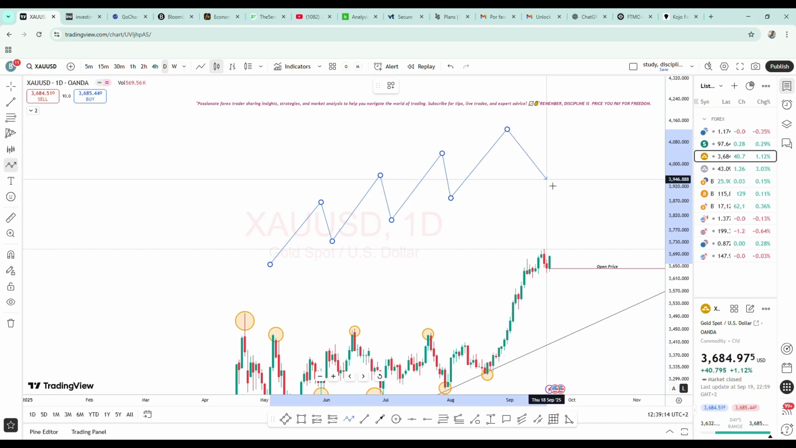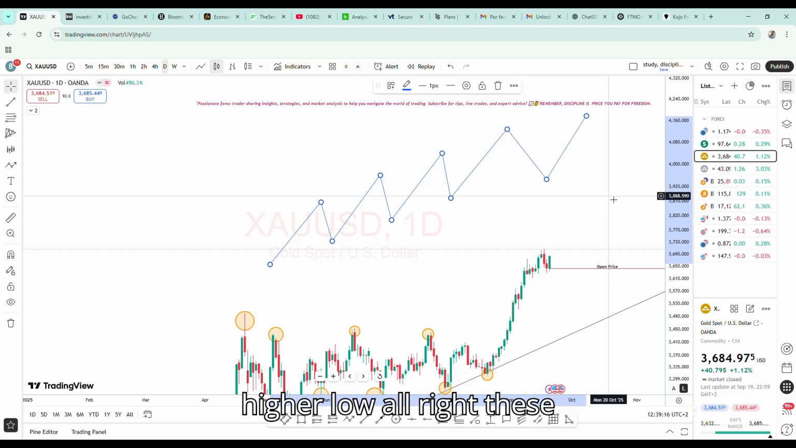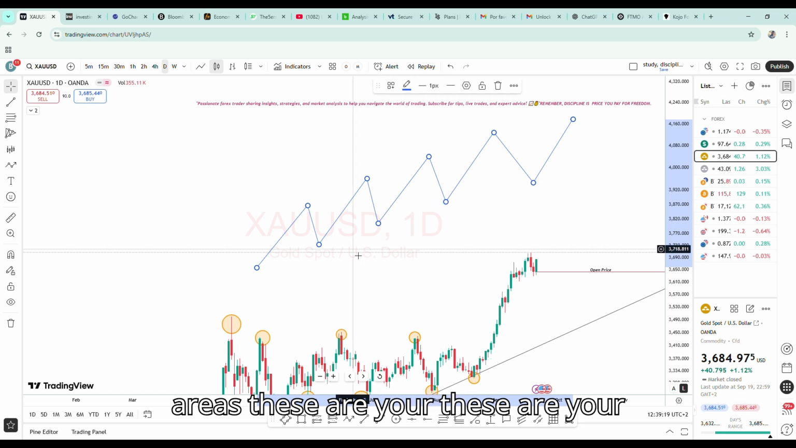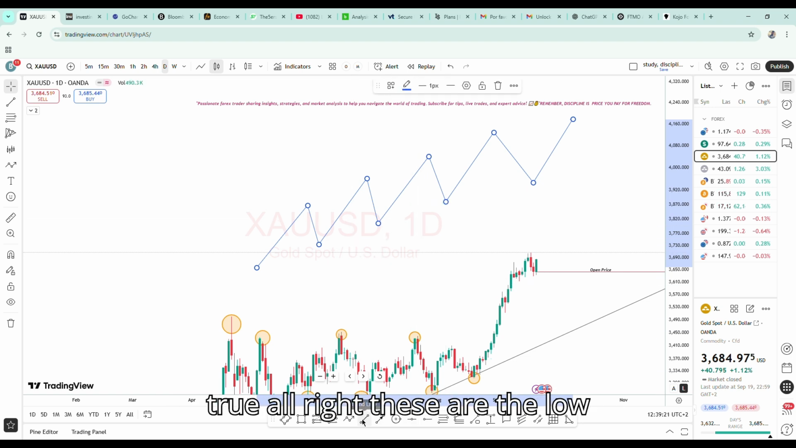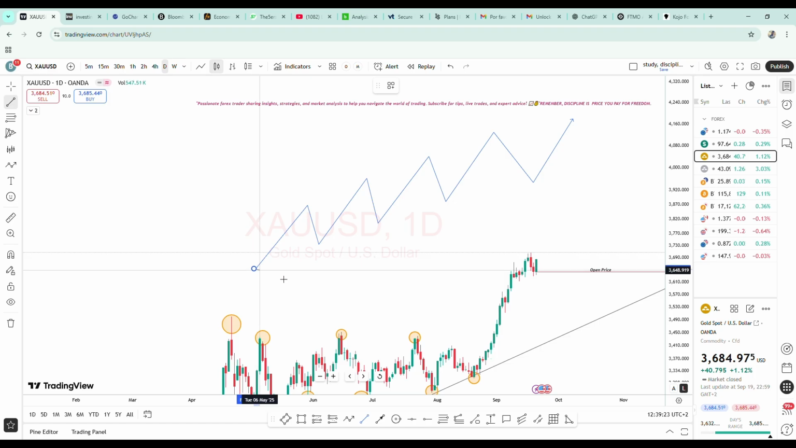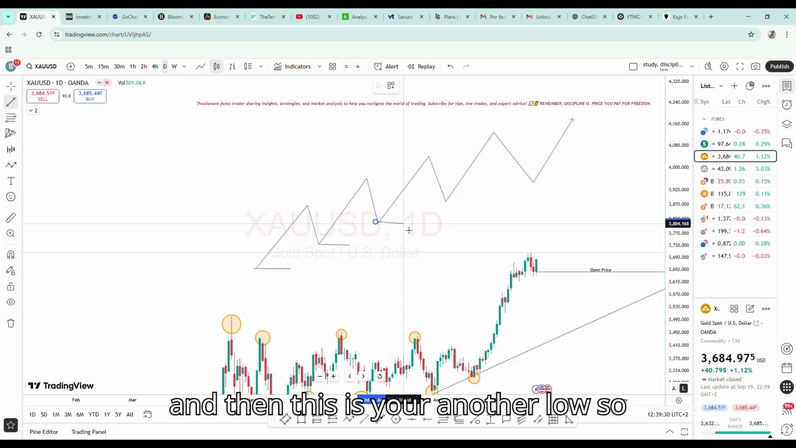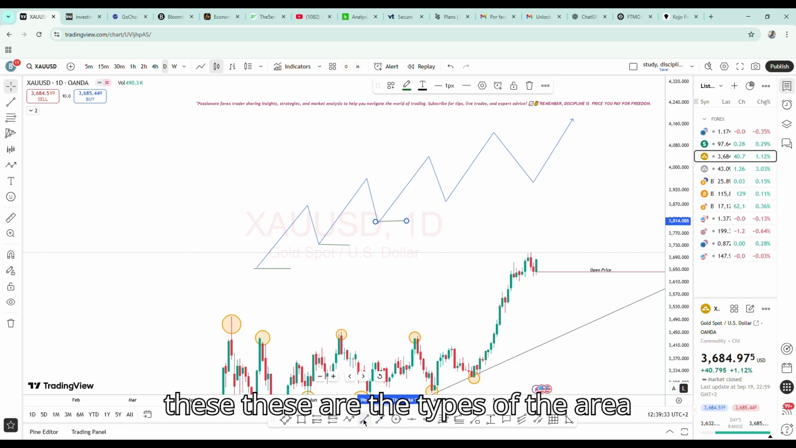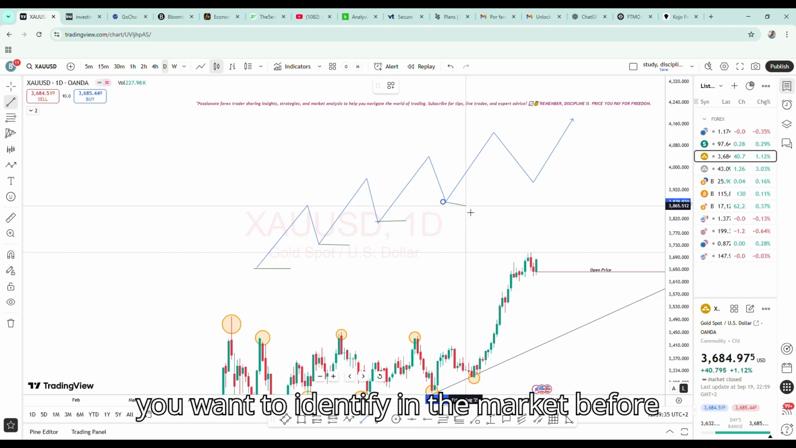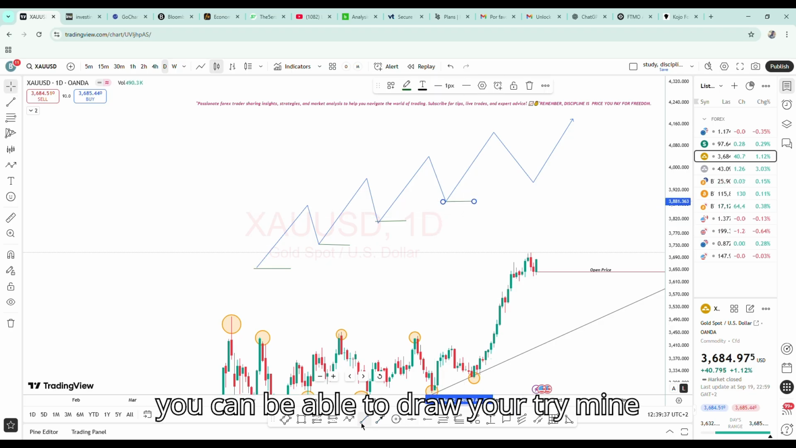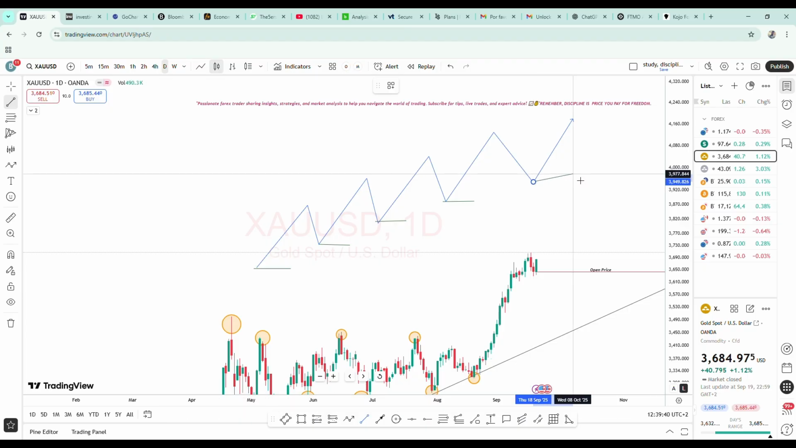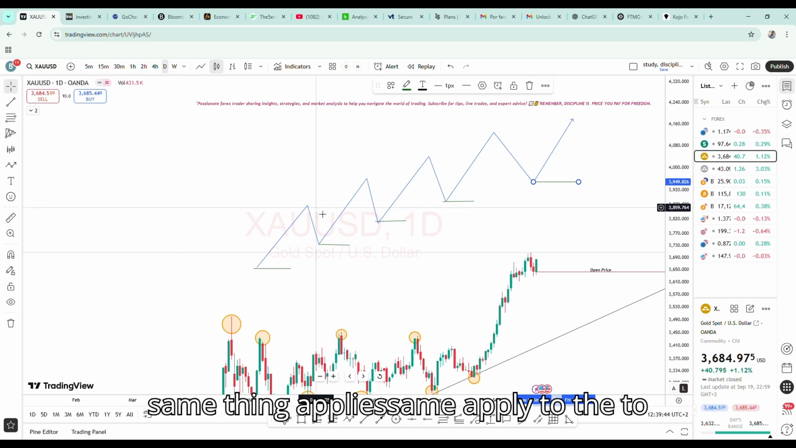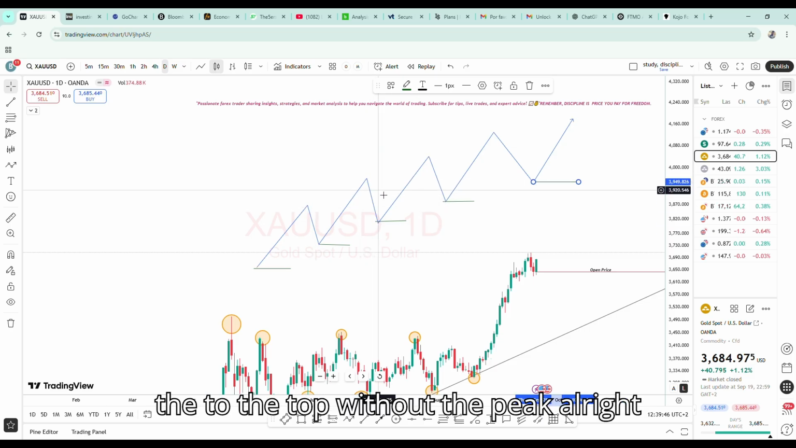These areas are your troughs, these are the lows. This is your low, and then this is another low. So these are the types of areas you want to identify on the market before you can draw your trend line. And the same thing applies to the top, which are the peaks.